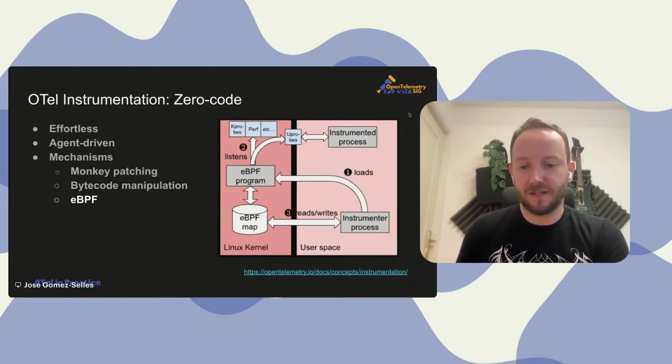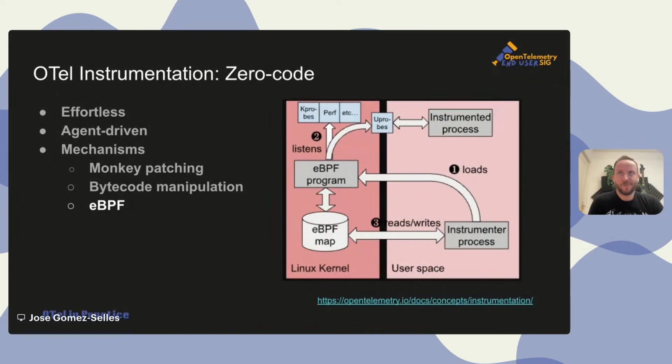As I was telling at the beginning, people normally think of instrumentation and OpenTelemetry as synonyms of zero code. And this is awesome because it's effortless, and you do it by deploying some agents that do some stuff for you, so you don't need to do it. It has some mechanisms, so I'm just going to enumerate them. For example, if you work with Python, that would use monkey patching to change the behavior of your functions when they run in production, or bytecode manipulation if you're in Java, or eBPF.